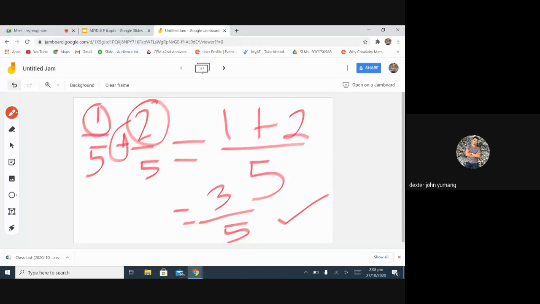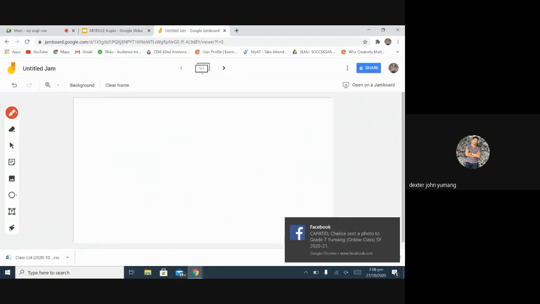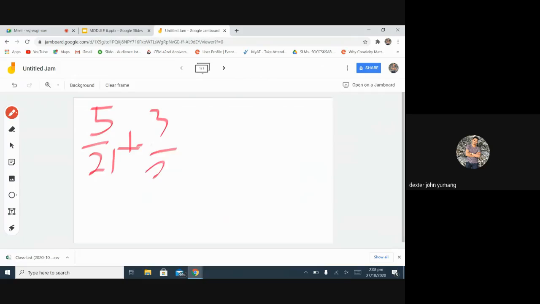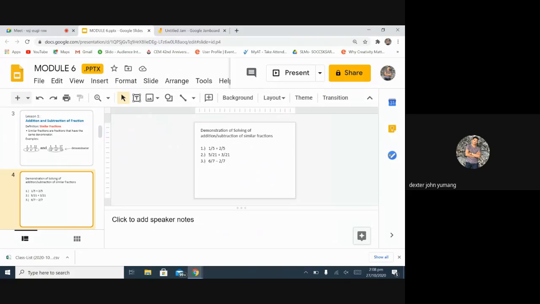What about example number 2? Example number 2 is 5 over 21 plus 3 over 21. In this case, just copy the denominator, which is 21, then add 5 plus 3, and that is equivalent to 8 over 21. So easy. So Fiel is correct. Next, what about example number 3? 6 over 7 minus 2 over 7.